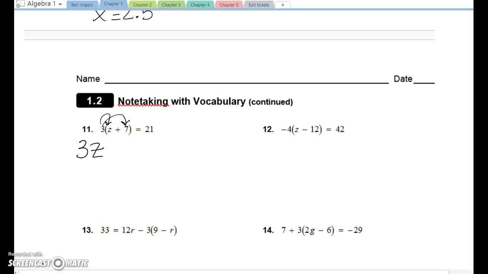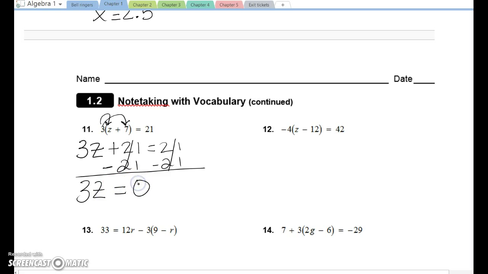Okay, so when you have 3 times z, you get 3z. And then 3 times 7 is 21. And that equals 21. So we're going to rewrite our equation. Okay, so now it's a problem that we are used to. So the left-hand side gets to be 0. And then if you look here, 21 minus 21 is also 0. That is okay. So we're going to have 3z equal to 0. And 0 is a number. Don't be afraid of 0. We're going to divide both sides by 3, and our answer in this case is 0.